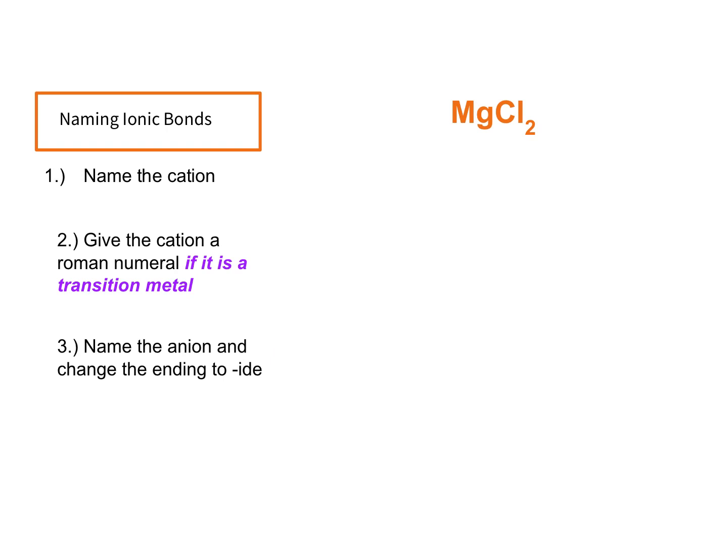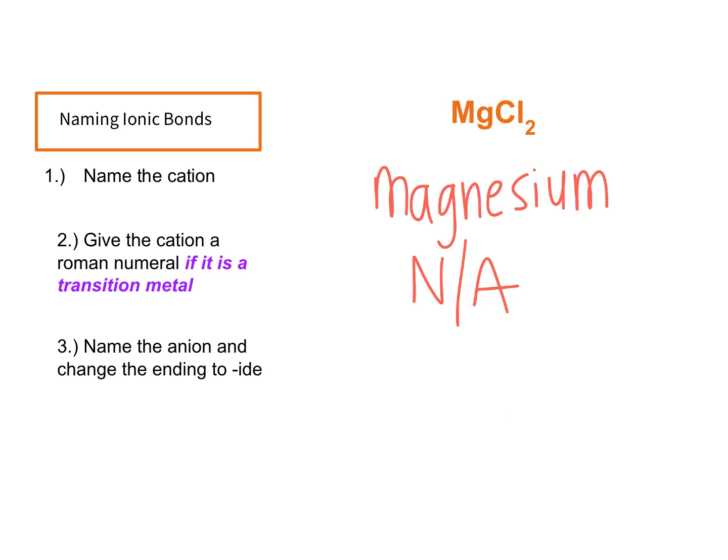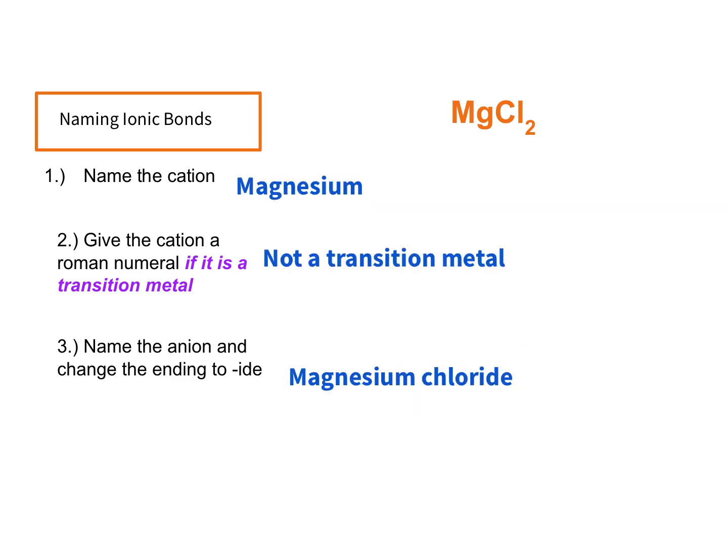Alright, now for this one, we're going to name the cation, which is magnesium. Then we can look on the periodic table and see magnesium is not a transition metal, so this doesn't matter. Then we have our ending again, which is the same as the previous slide, just going to be chloride. So for our answer, we have magnesium chloride.